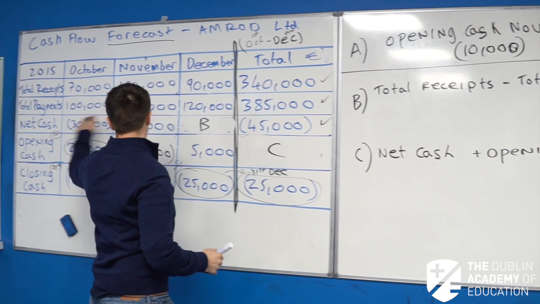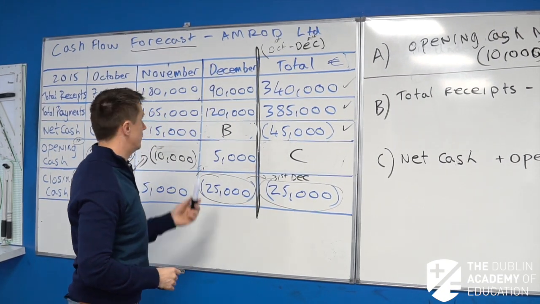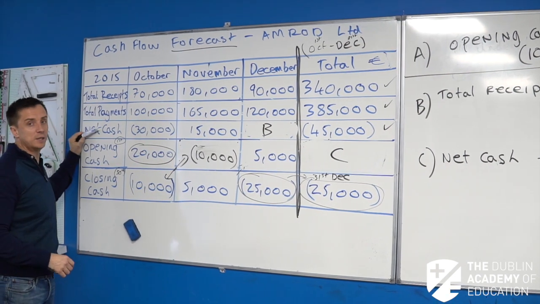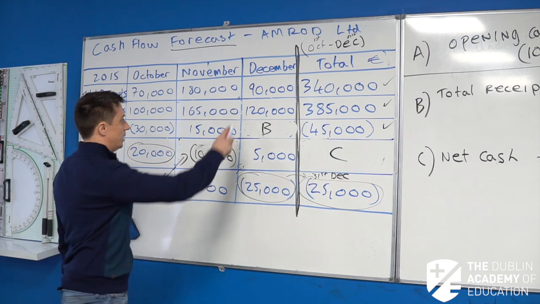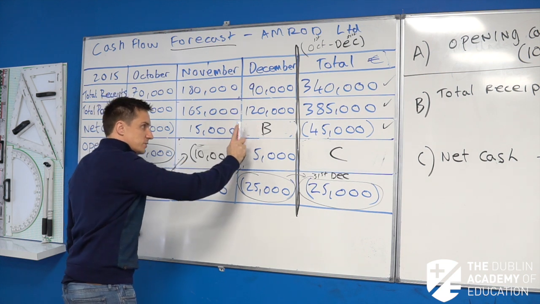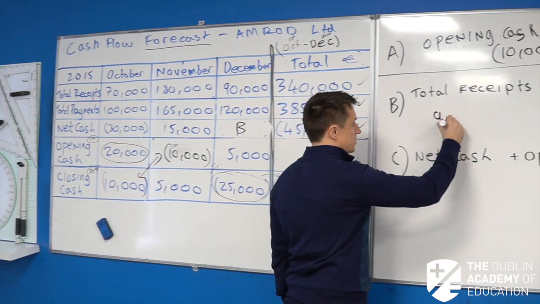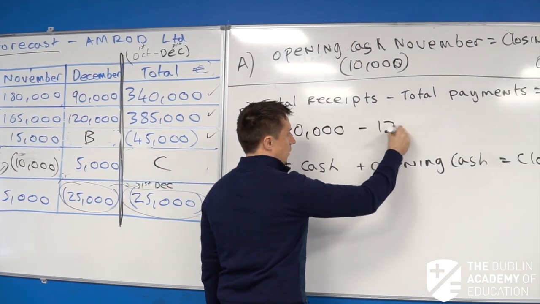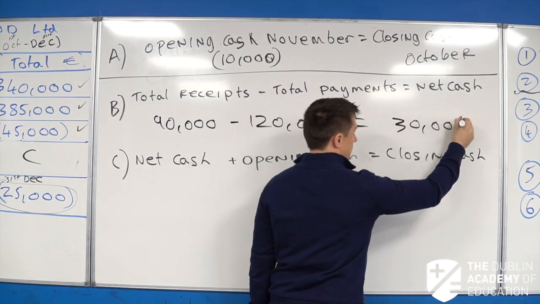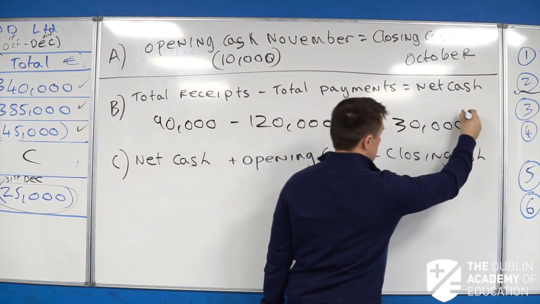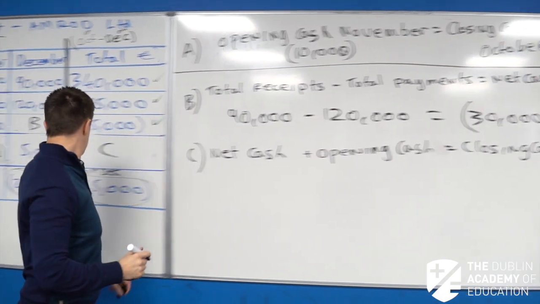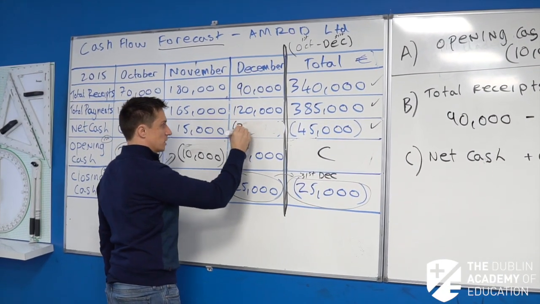Next one, net cash for December. Well again, this is the way I always remember: if you're following me up here, your total receipts minus your total payments, that's going to give you the net cash, okay? So our total receipts here, 90,000, minus our total payments, which is 120,000, is going to give me a net cash of minus 30,000. Now remember, we don't put the minus, we put this in brackets, okay? So anytime you've got something negative, it goes in brackets. So I can slot that in there, and that's going to be (30,000).